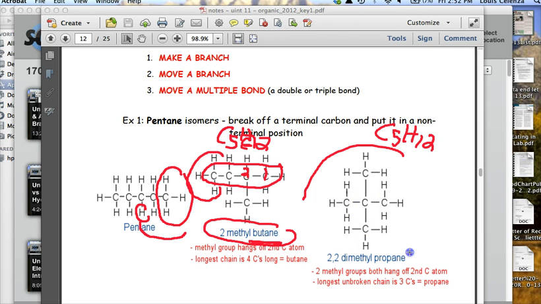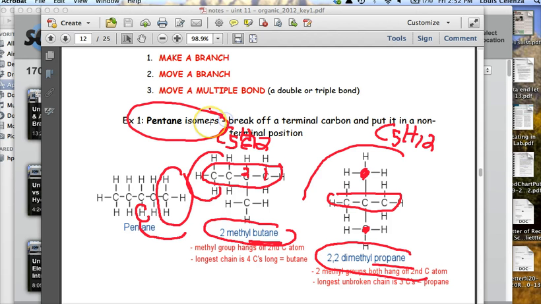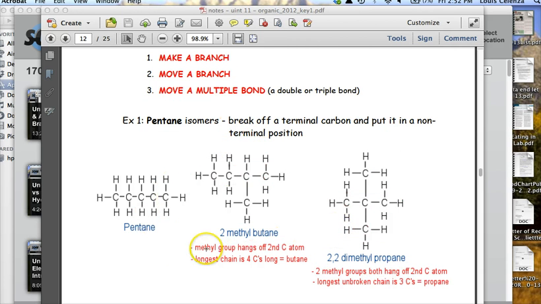And if you look at the name, notice that now the longest continuous chain, whether I go up this way or across, is a propane. That's this part of it. And I have a methyl group. I have 2 methyl groups. They're both on the second carbon, no matter what direction. So this would be 2,2-dimethyl propane. So these are the isomers of pentane. It has 3 isomers: normal pentane, 2-methylbutane, and 2,2-dimethyl propane.